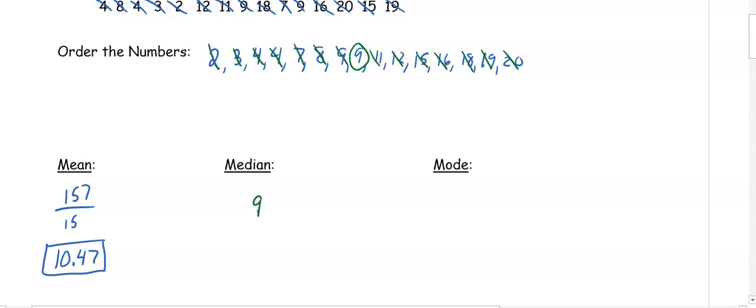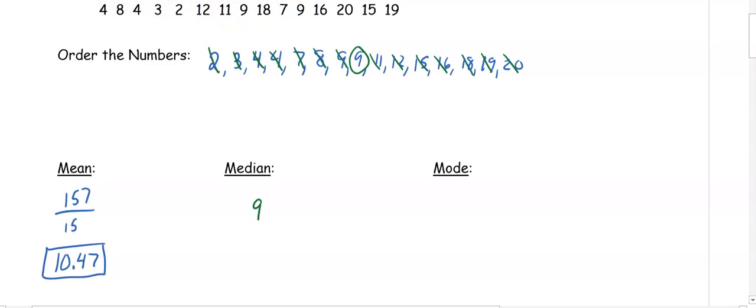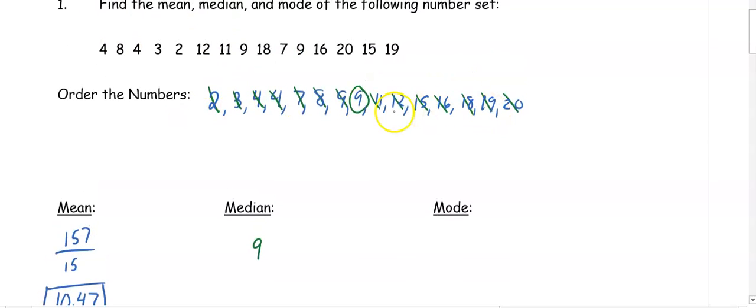To get our mode, we want to look at what number occurs the most. If we go back to our original data set, since we had crossed out these numbers, in my data set I have 2 4s and I have 2 9s. So both of those numbers repeat more than any of the other numbers. So in this case we're going to have 2 modes. We're going to have 4 and 9 as our modes.